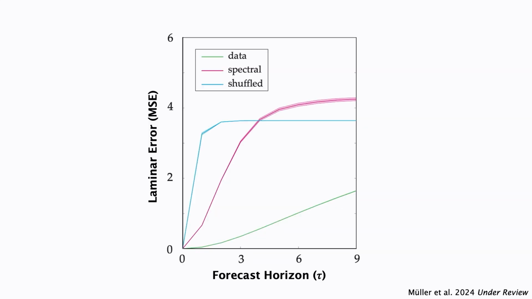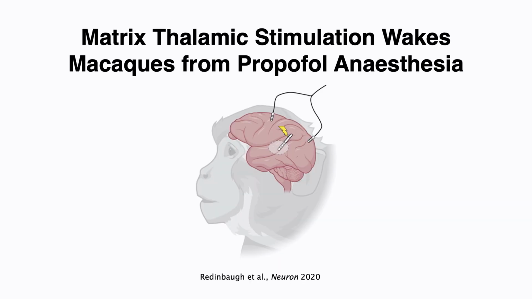So you can compare that to different types of nulls. If we just shuffle the data and scramble it, you'd expect that some of that linearity would go away, and that's definitely the case. But interestingly, if we take the covariance of the actual data and the spectral content, but imbue that onto a white noise background, you actually don't have this preserved laminarity either, which suggests that there might be something in the actual data that's conserving this laminar structure over time.